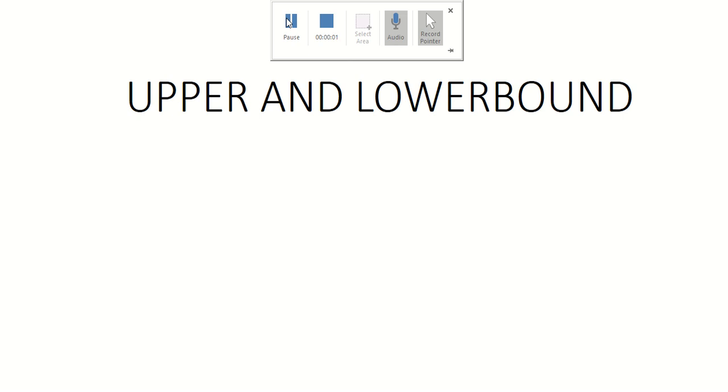Hi, so the topic I wanted you to do today in the discussion is upper and lower bound. Before we start doing the questions on upper and lower bound, the first thing I want you to do is to understand what upper and lower bound actually is. So what is upper bound?